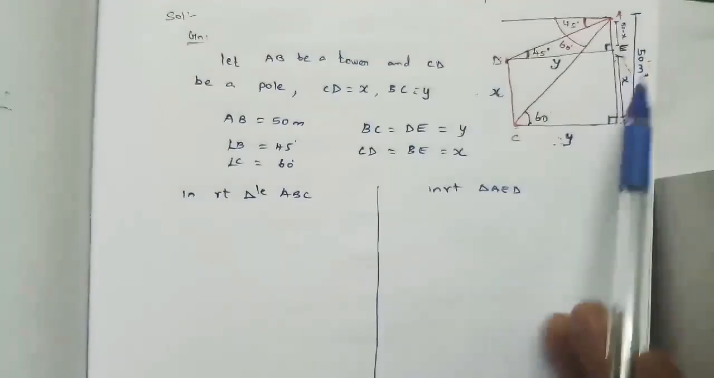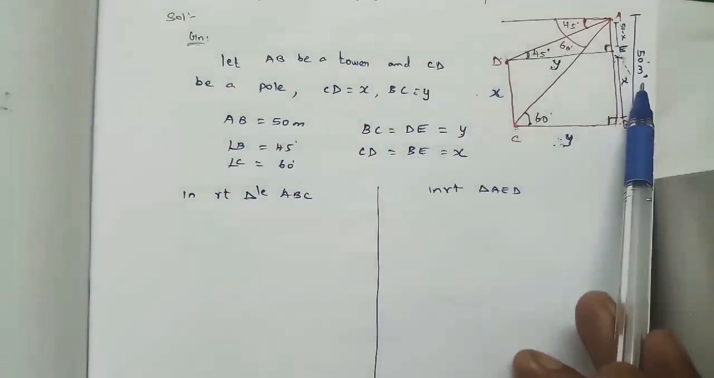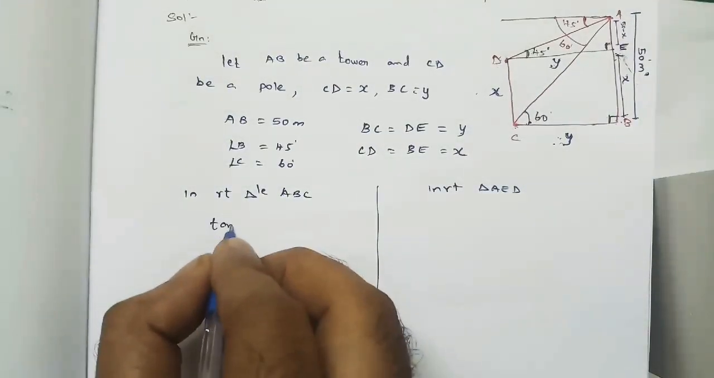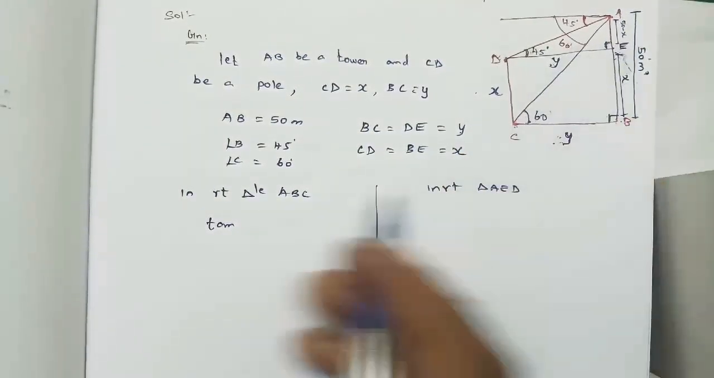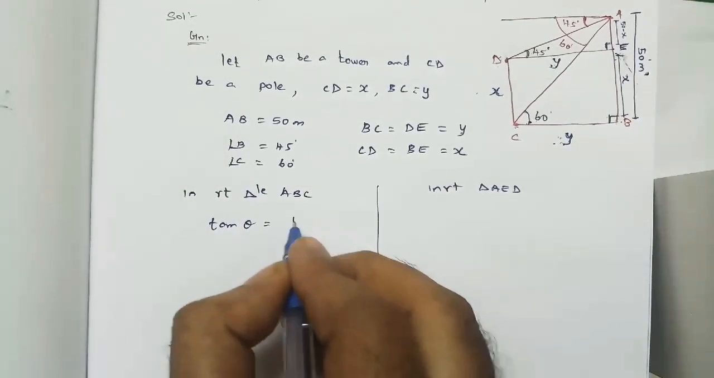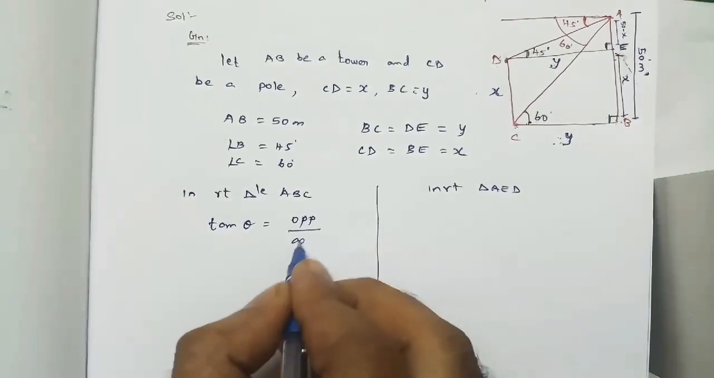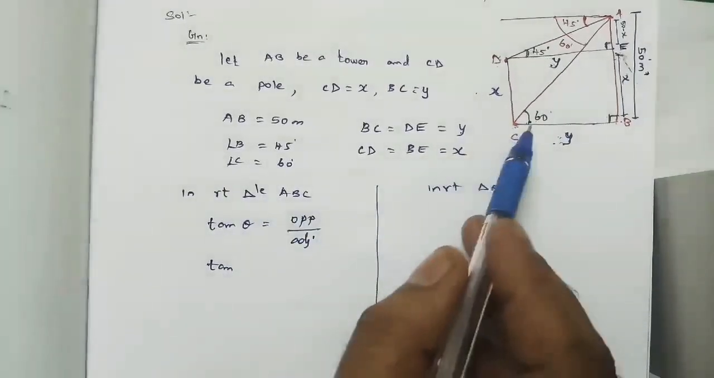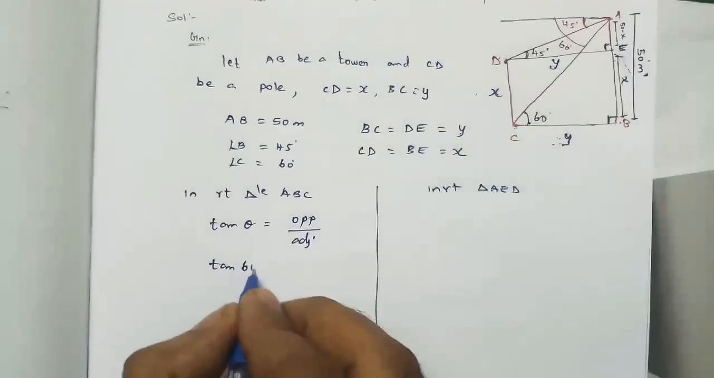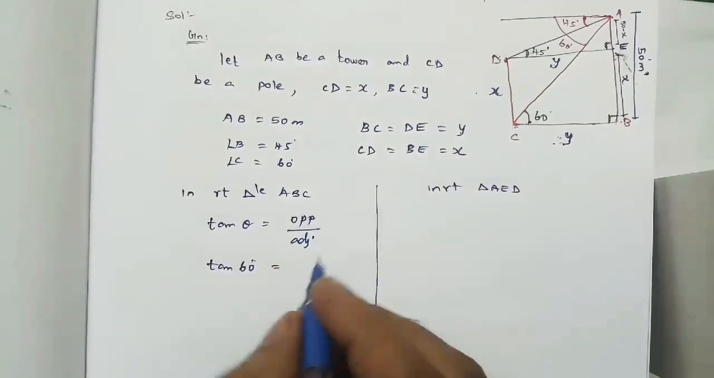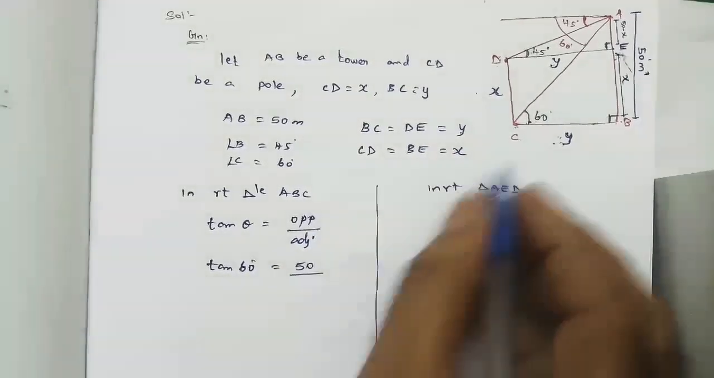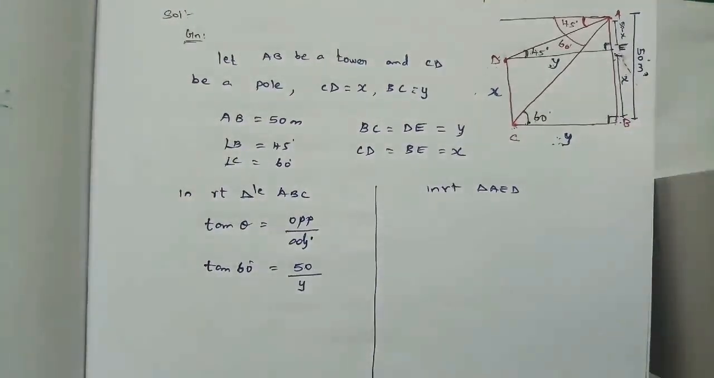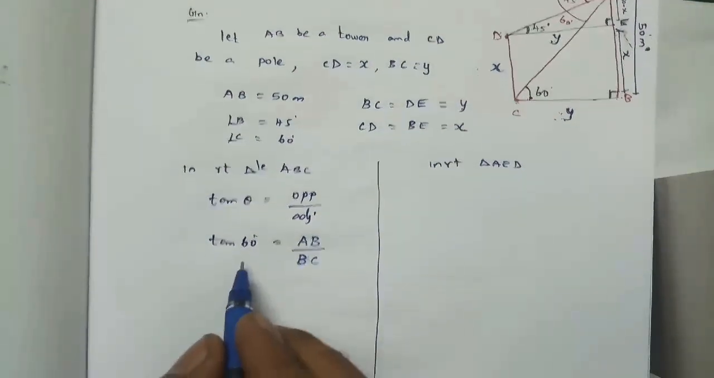So opposite side, adjacent side, which trigonometric ratio will be applicable? Tan theta. In right angle triangle ABC, tan theta is equal to opposite side divided by adjacent side. What is the theta? 60 degrees. Tan 60 degrees is equal to opposite side 50 divided by y. So what is the value of tan 60 degrees?